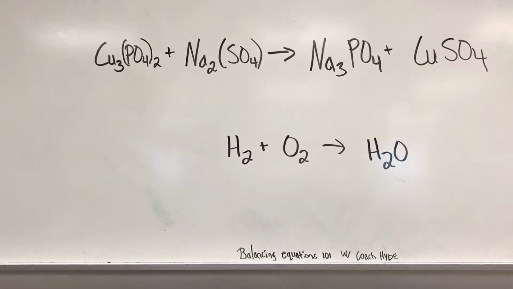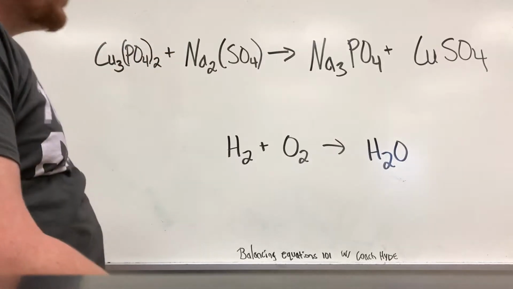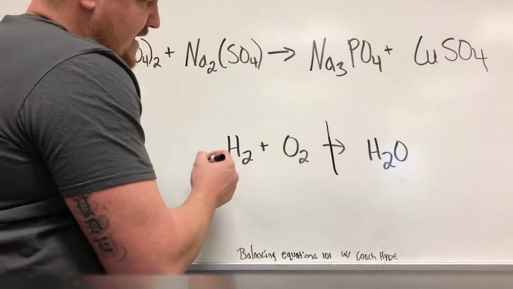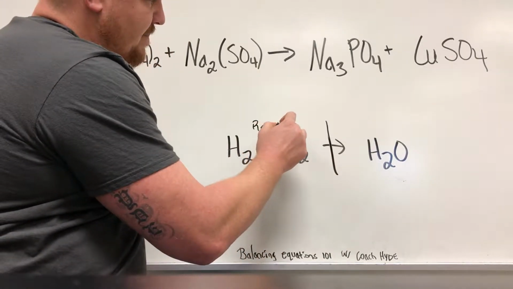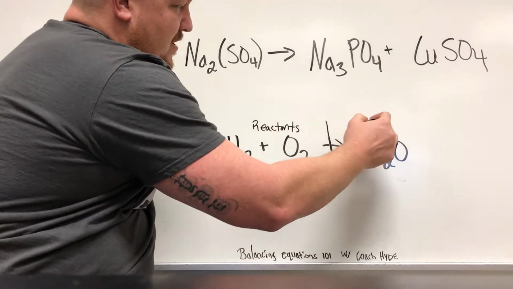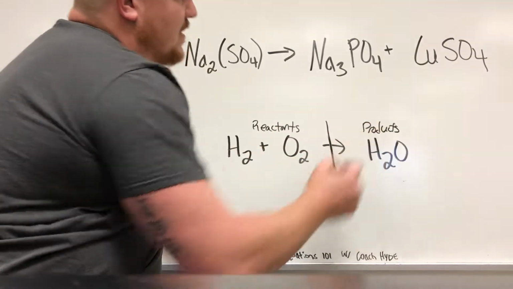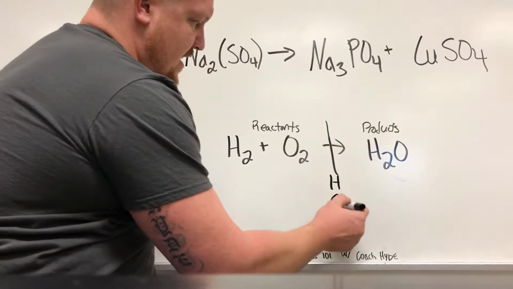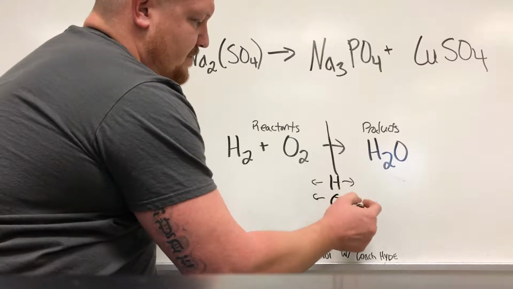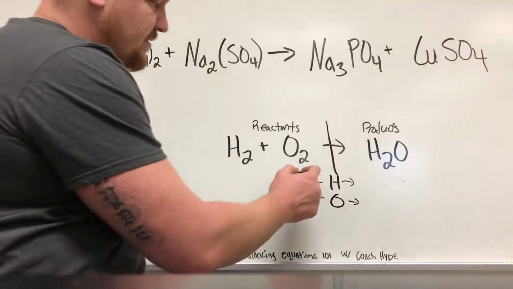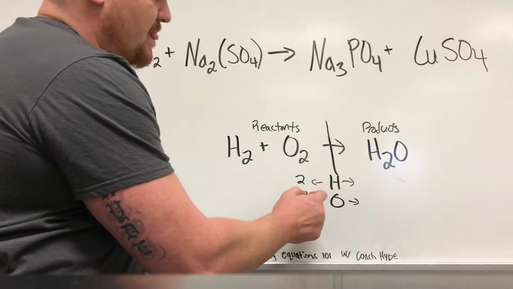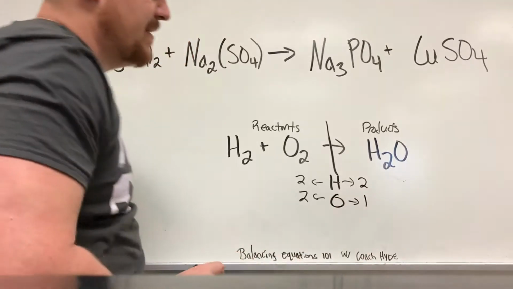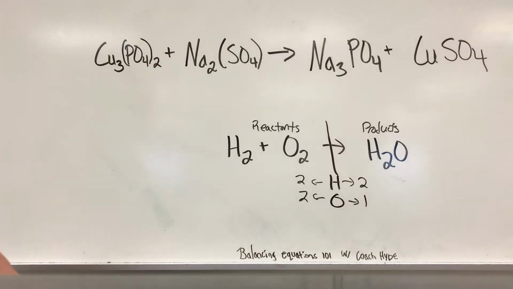Starting off first, just a review of how we do things. The first thing we're going to do when we balance the equation is split the equation between our reactants, here's our reactants on this side, and these things react together to form our products. Then we're going to make a list of the atoms we have. We have a hydrogen atom on both sides and an oxygen on both sides. There are two hydrogens and two oxygens here, but there's only one oxygen on this side. So these things don't balance.